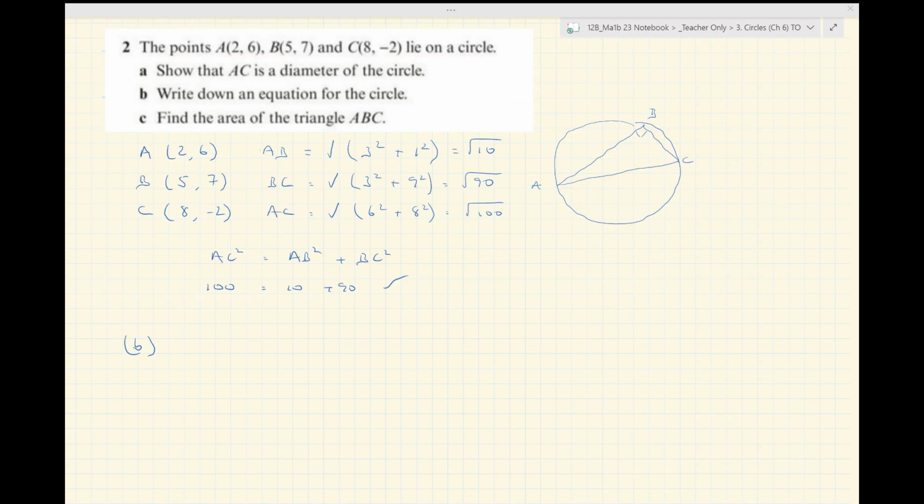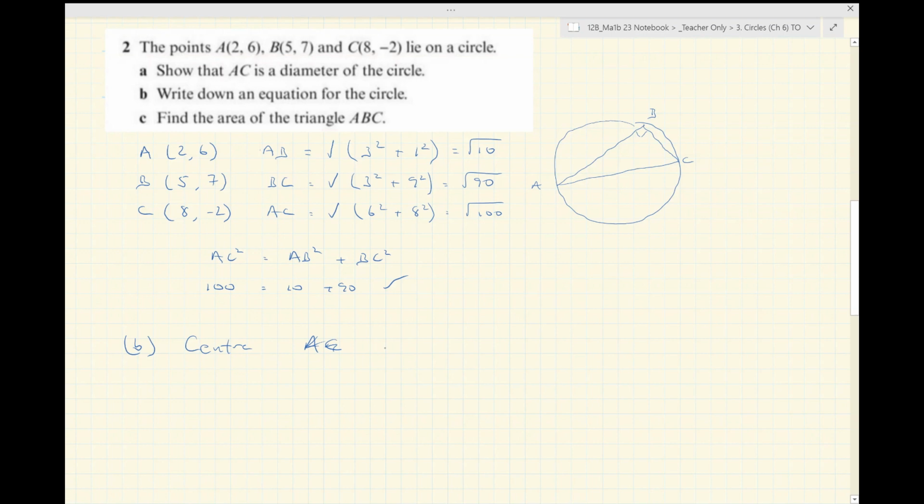Now, to find the equation of the circle, I'm going to need to know the centre of the circle. How am I going to find the centre of the circle? Well, the centre is the midpoint of AC because the centre of the circle is in the middle of the diameter.